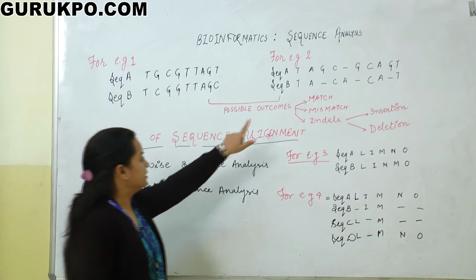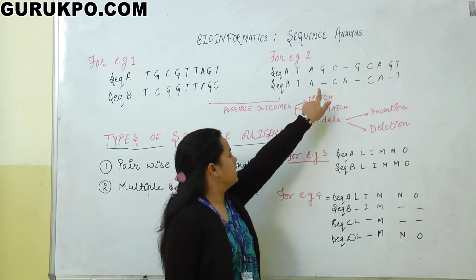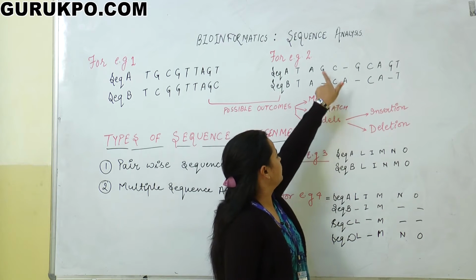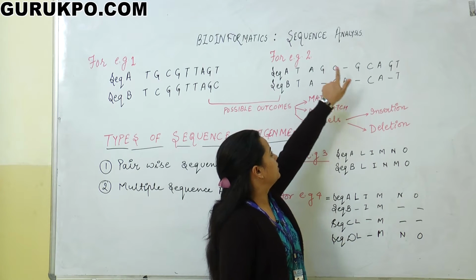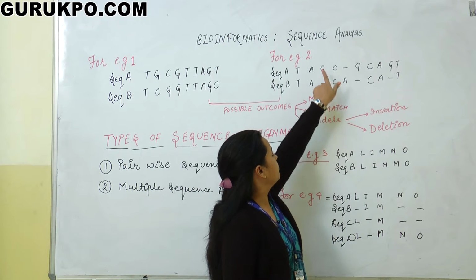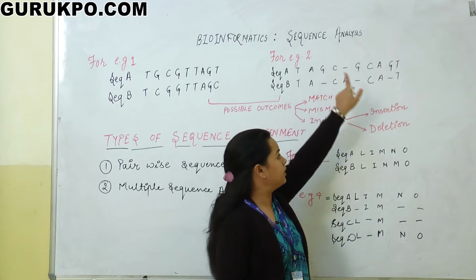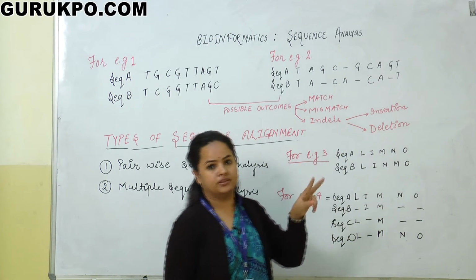The second rule is, we can't put two gaps together. For example, in example number 2, there is a gap in sequence B, but there is a letter in sequence A. Therefore, whenever there is a gap, but in front of that there is a letter, we can align them. But two gaps can't be matched together.